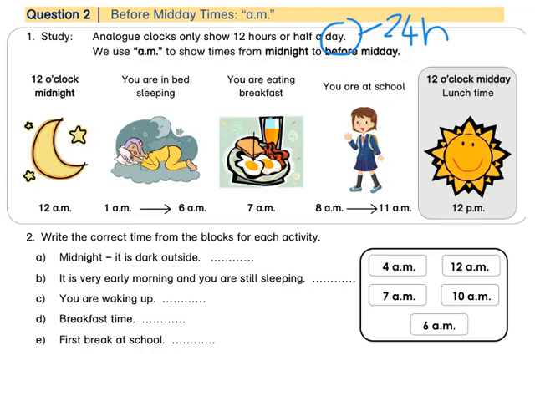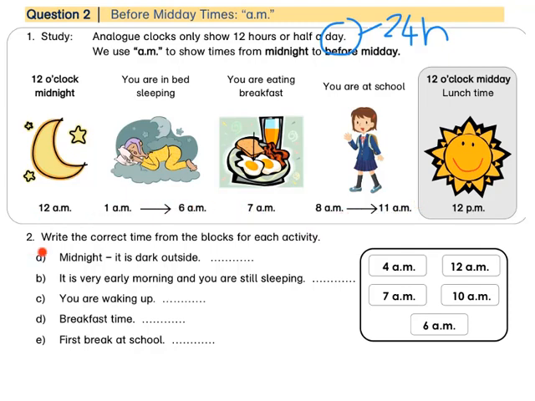As soon as the clock strikes 12 again in the middle of the day, it is now the beginning of the afternoon. So 12 o'clock midday is around lunchtime, and this is when we start using PM, like we will see in our next question. But in this question, we are focusing on our times from midnight, which is 12 a.m., to before midday.